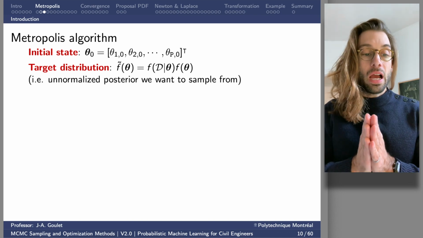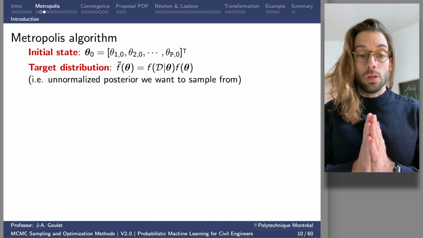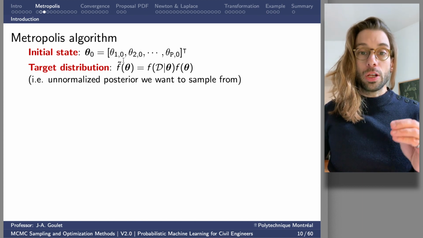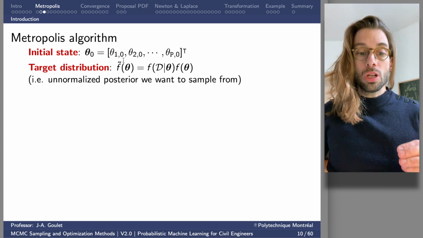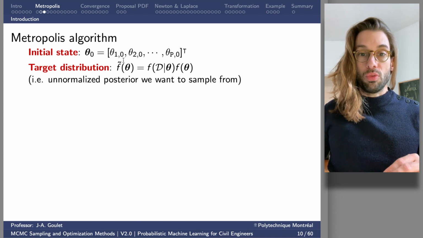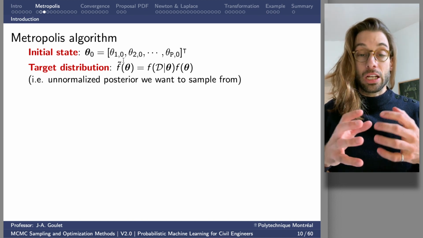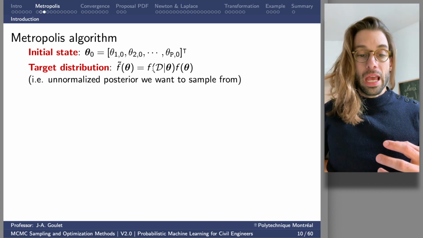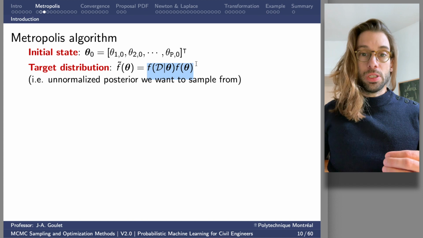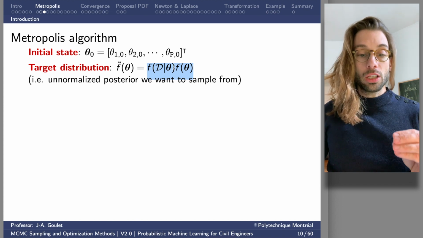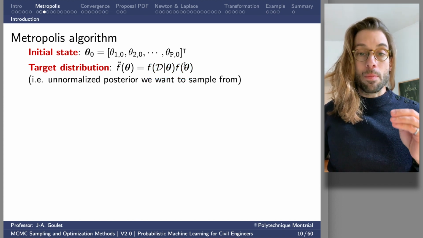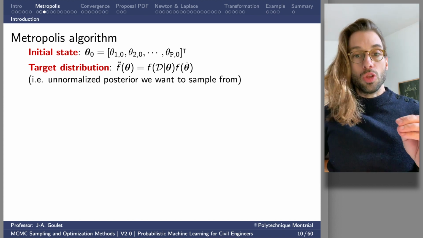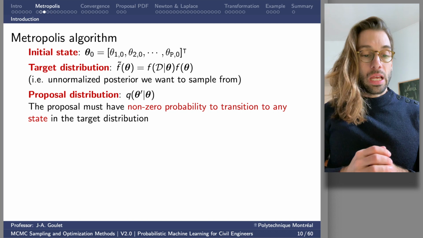Then I need to define a target distribution. F tilde represents my target distribution, the distribution I want to sample from. In the context of Bayesian estimation, that target distribution is going to be my unnormalized posterior, which is the product of my likelihood and my prior for the parameters. So this is the unnormalized distribution we want to take samples from.